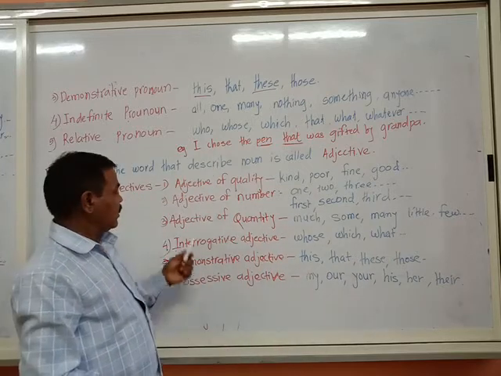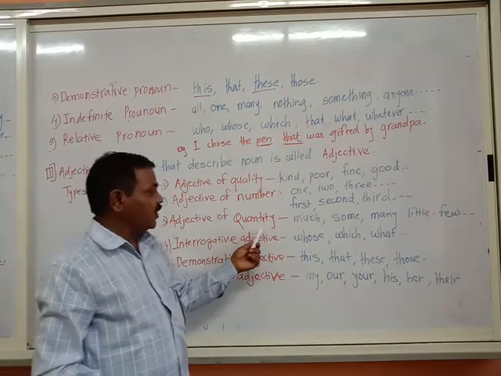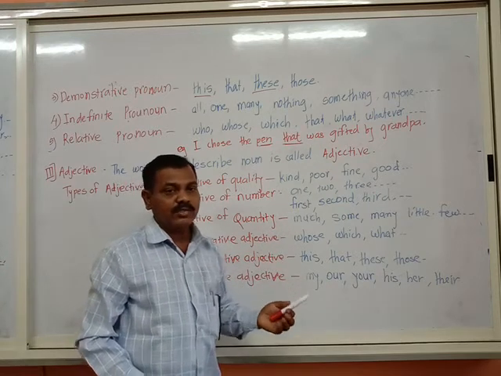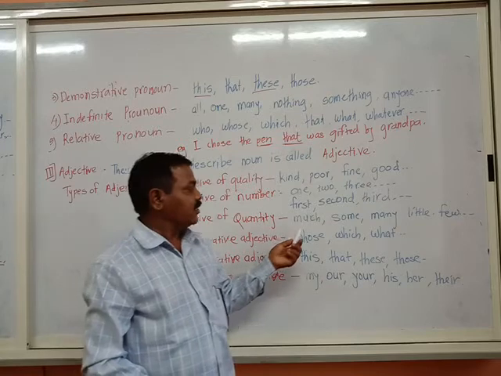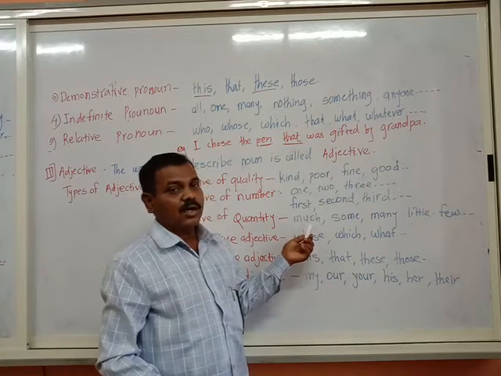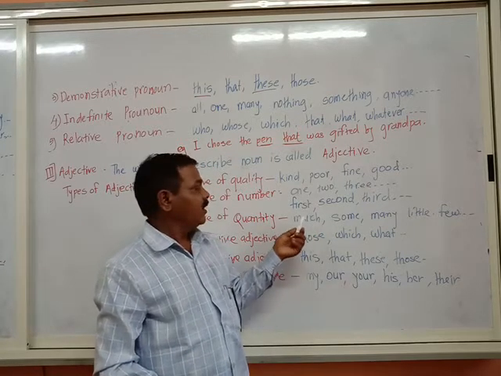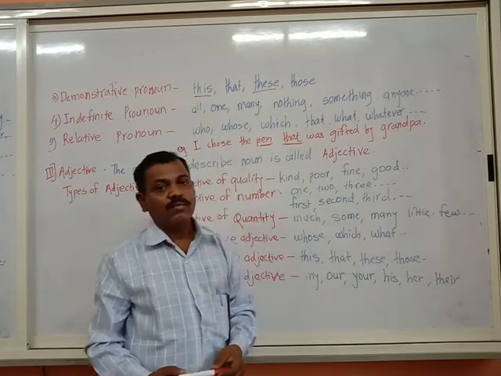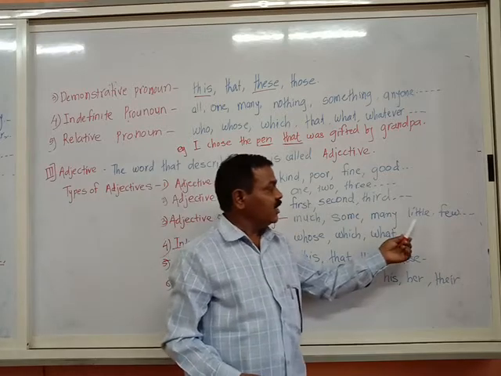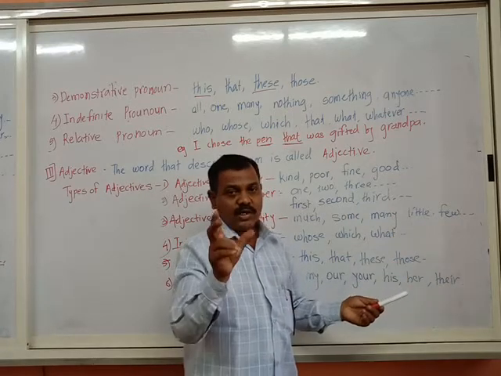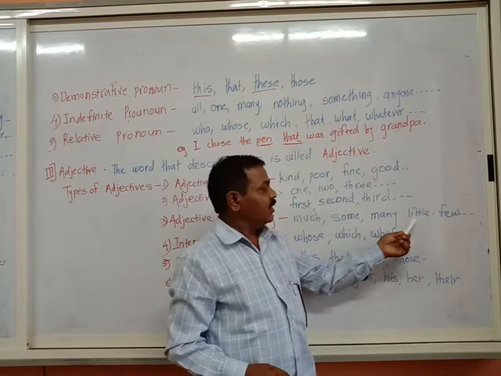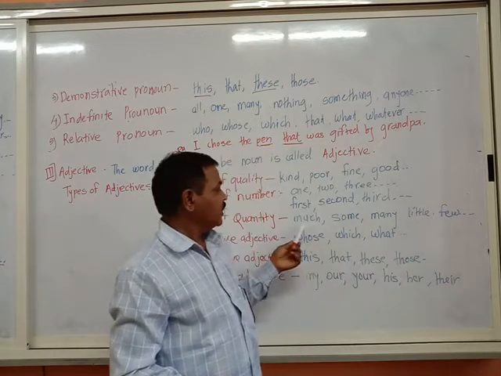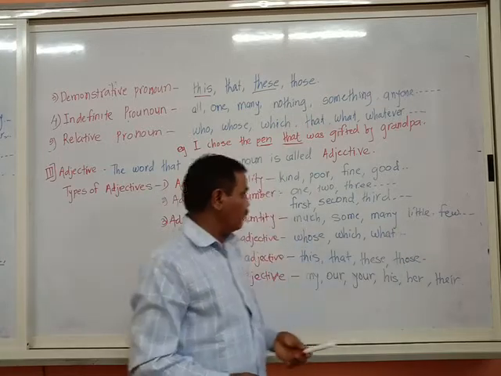Next category, number 3, adjective of quantity. Adjective of quantity means the information is given in the form of quantity, which is uncountable. 1, 2, 3 is not there. Much, some, many, little, few. I need a liter of water means the quantity of water is given, but not exactly in measure. We can say much, some, many, little, few.